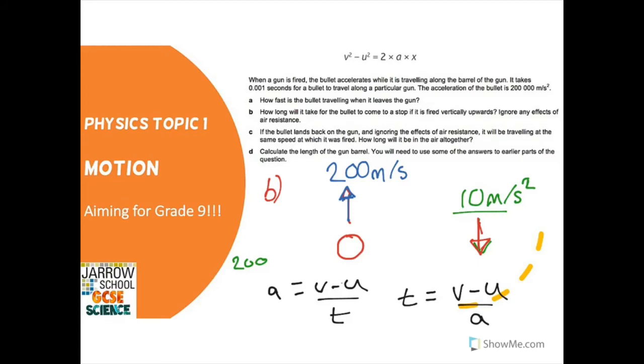The change in speed, so it's going at 200 meters per second, but then we want it to slow down to 0. So it's going to have to slow down by 200 meters per second, and we're going to divide that by the acceleration, which would actually be negative 10 meters per second squared. If we solve that, it would take 20 seconds for the bullet to slow down in part B of that question.